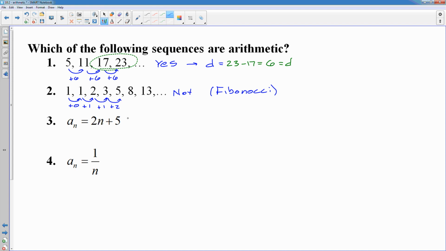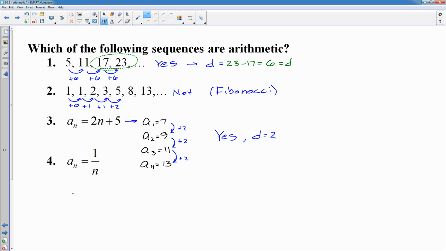For number three, what we're going to do is write out the first few terms of the sequence. If I plug in 1, my first term is 2 times 1 plus 5, which is 7. My second term, if I plug in 2, is 2 times 2 plus 5, which is 9. My third term, 2 times 3 is 6, plus 5 is 11. My fourth term, I'm going to go to 4 terms just to be doubly sure, you get 13 when you plug in 4. And you'll notice that you are adding the same thing each time. We're adding 2. And since I am adding the same thing each time, this is arithmetic, and my common difference is 2.